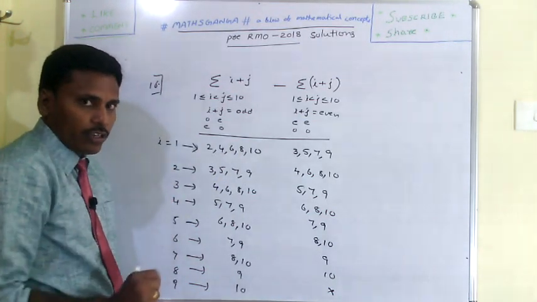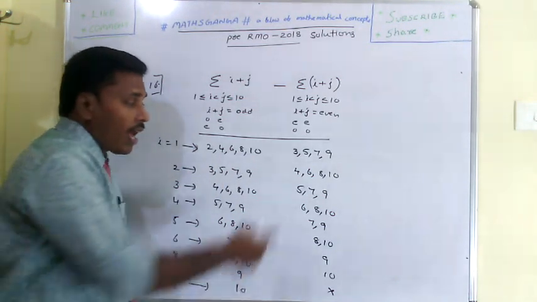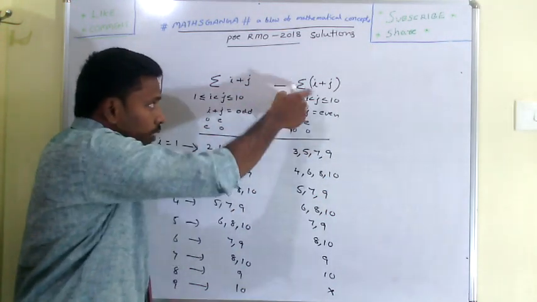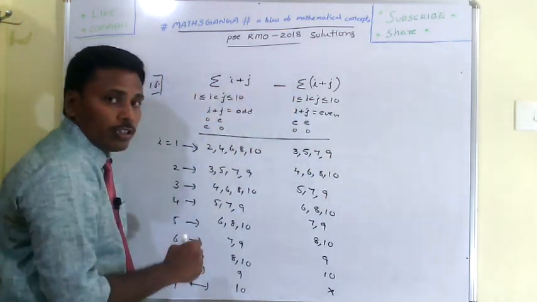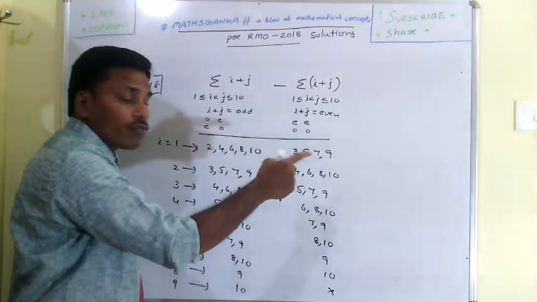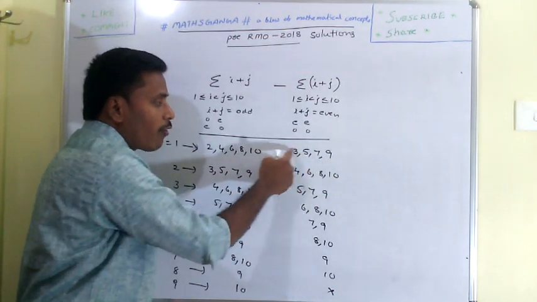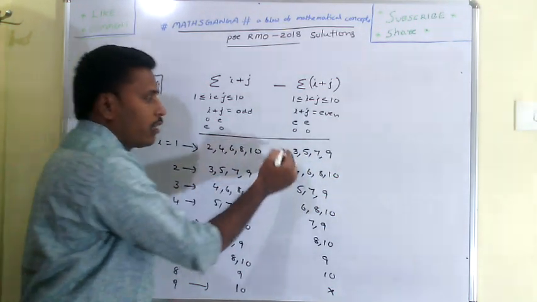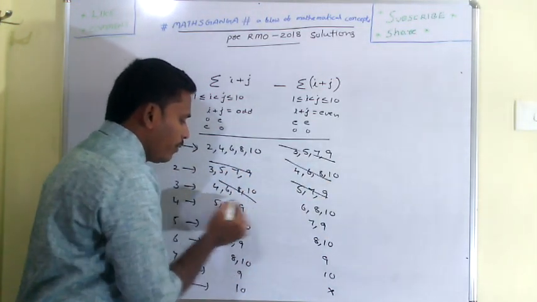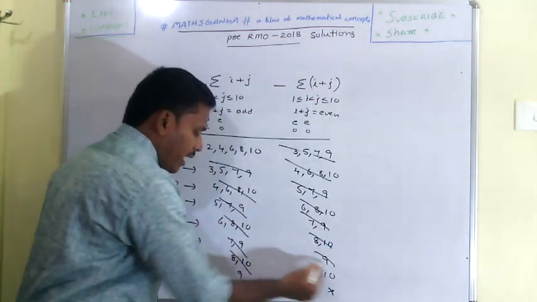Once again look here. What do I have? I have 2 plus 3, 2 plus 5, 2 plus 7, 2 plus 9 here. And I have 1 plus 3, 1 plus 5, 1 plus 7, 1 plus 9 here. These summations have a minus sign before them. So finally, this 1 plus 3 will become minus 1, minus 3, minus 1, minus 5, minus 1, minus 7, minus 1, minus 9. Before these 4 I have a minus sign, and before these 4 I have a plus sign, so these two will get cancelled.